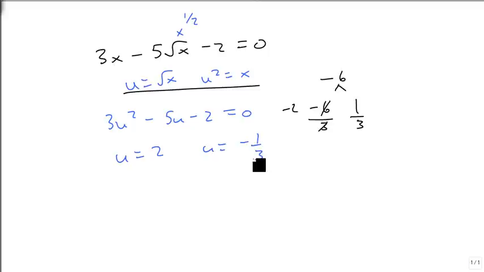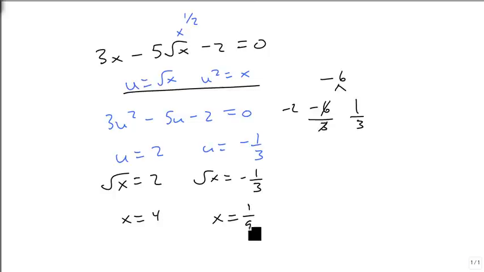Well, if u is 2, that means the square root of x equals 2, or the square root of x equals minus 1/3. When we square both sides, we get x equals 4, or x equals 1/9. But again, this one won't work because a square root can't equal a negative number. So we have to rule it out, and our answer is just x equals 4, which we can plug back in and check.